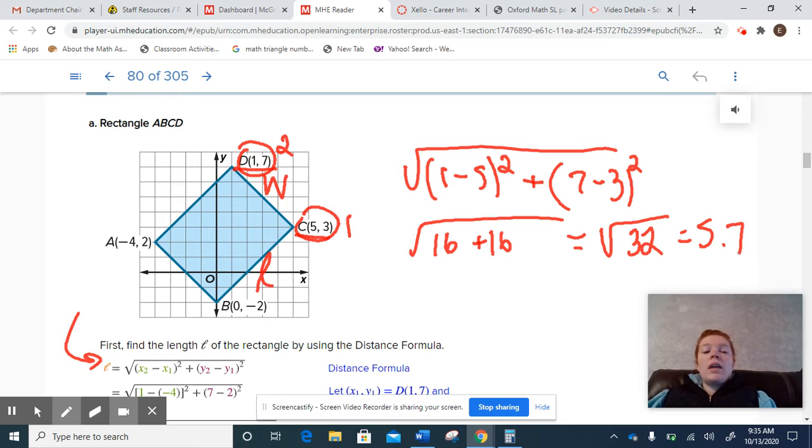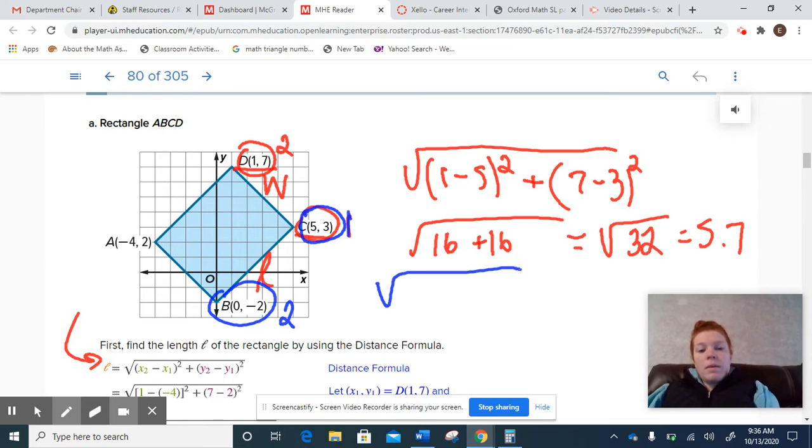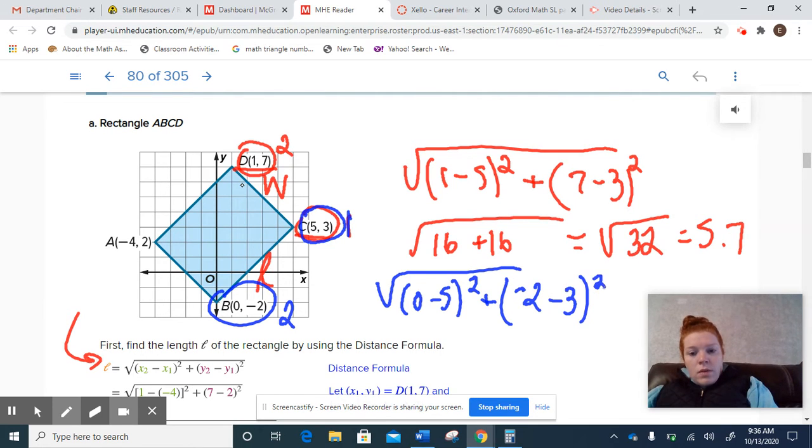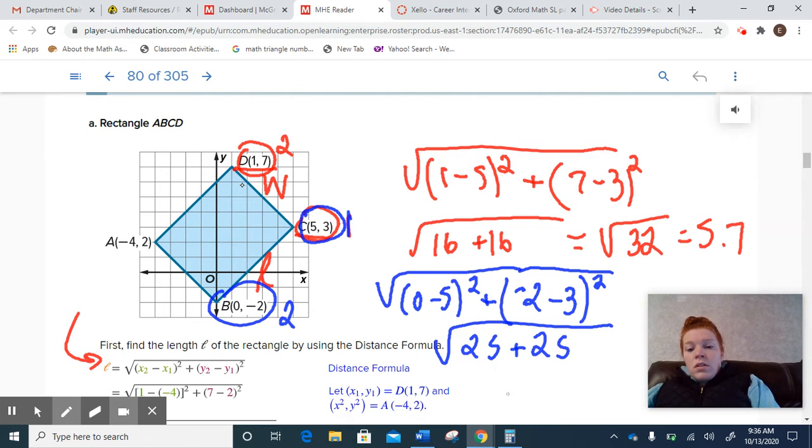Okay, so now I'm going to do it again, but this time I'm going to do the length. I'm going to use the 5 and the 3 again, but I'm going to do the 0 and the 2. So I'm going to make this one 2, and keep this one the 1, and do it a second time. So 0 minus 5 squared plus negative 2 minus 3 squared. So I get negative 5 squared is 25. Negative 5 squared is another 25. So I get square root of 50.